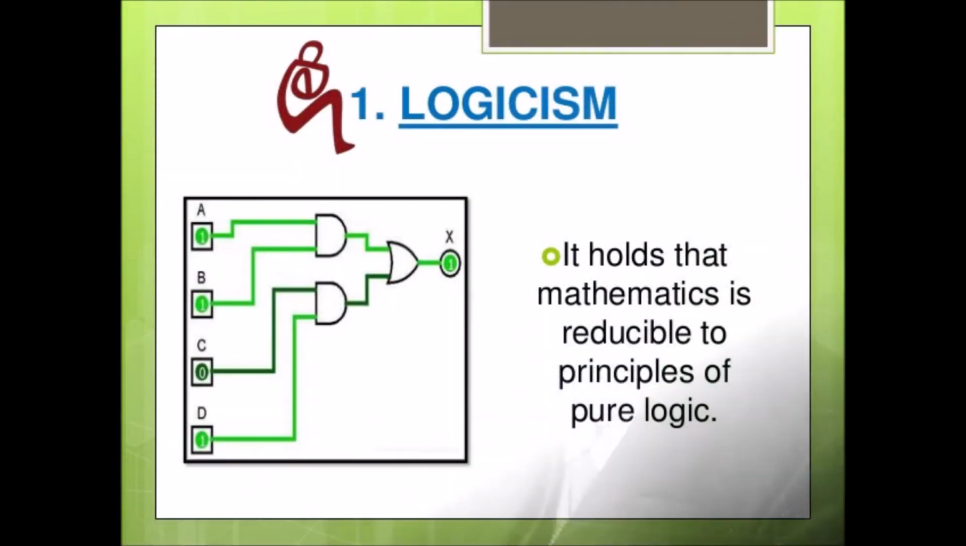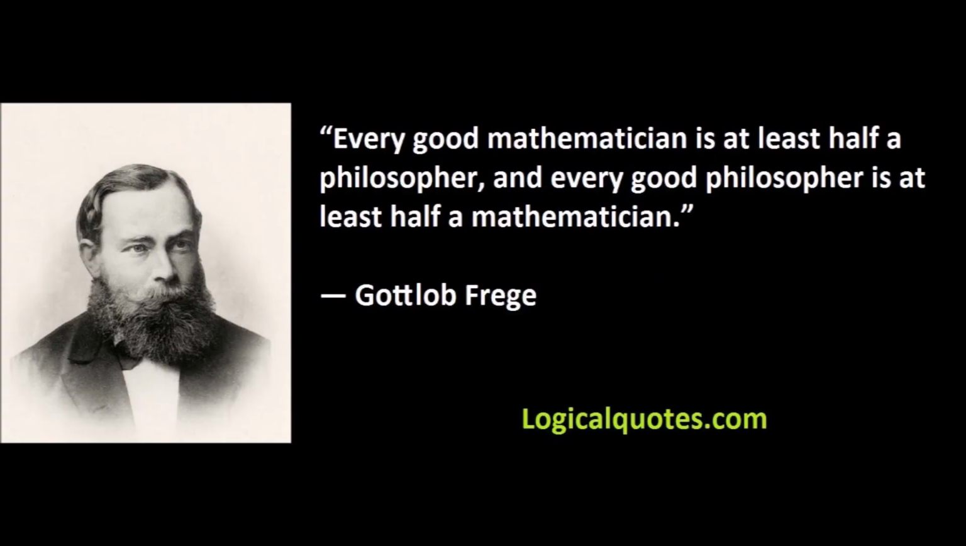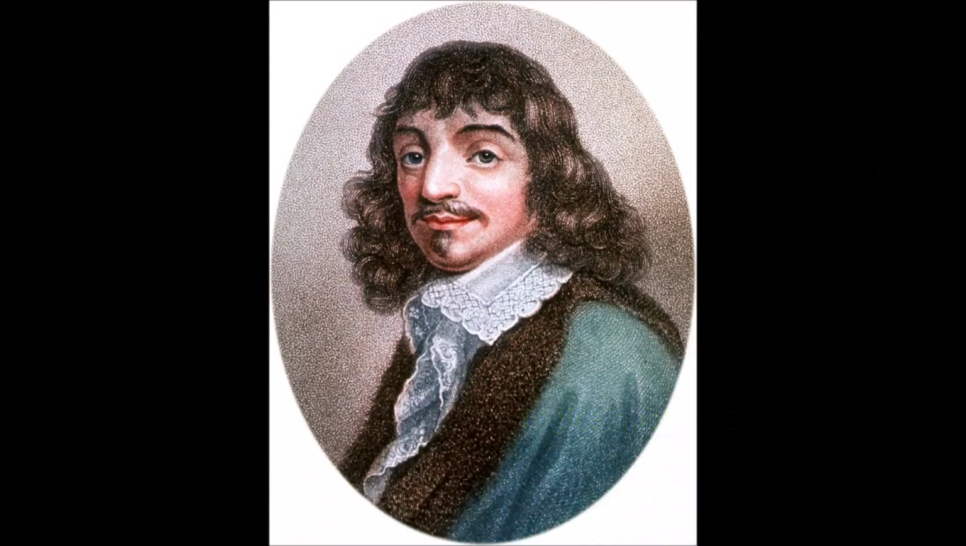2. Philosophically, he wanted to show that mathematics grows out of logic, a view known as logicism. 3. He is known for the following quote: "Every good mathematician is at least half a philosopher, and every good philosopher is at least half a mathematician."